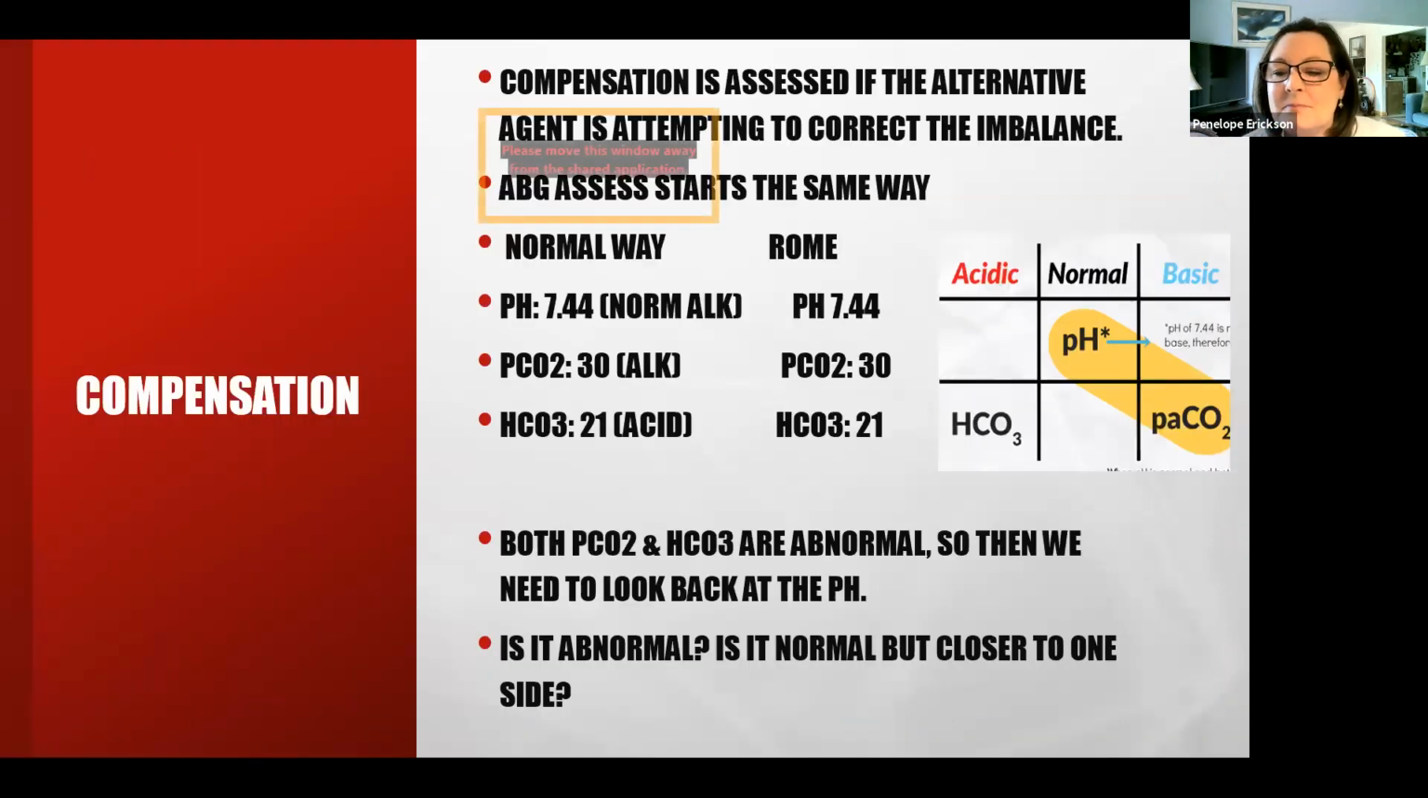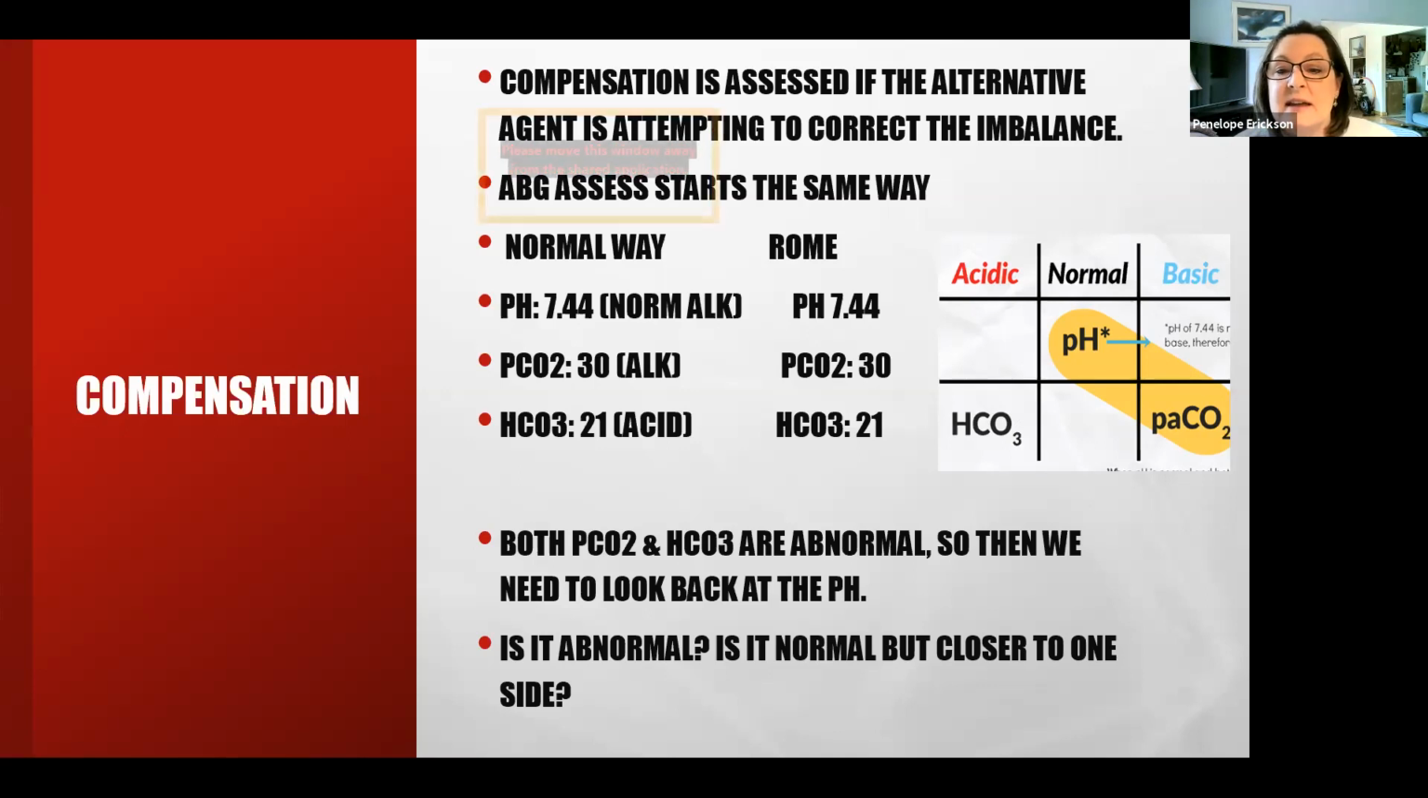So remember that compensation is assessed because you're looking at the alternate agent, right? If the CO2 is high, we want our bicarb to also be high. We want more base. If the CO2 is low, then we want the bicarb to be low, right? We don't want more base. So we're going to look for the kidneys and the lungs to balance each other.